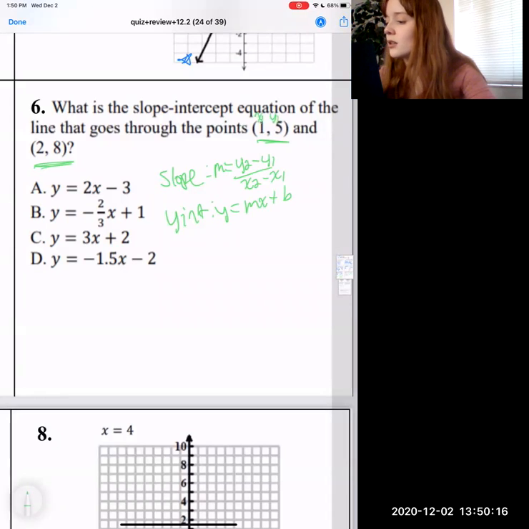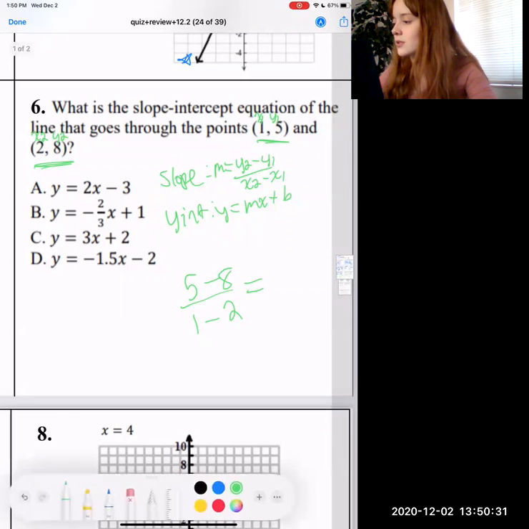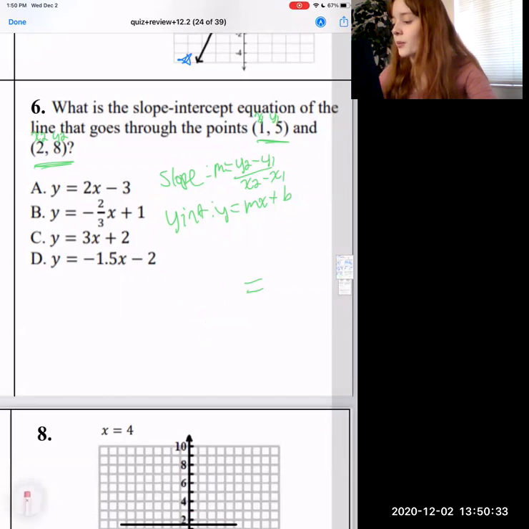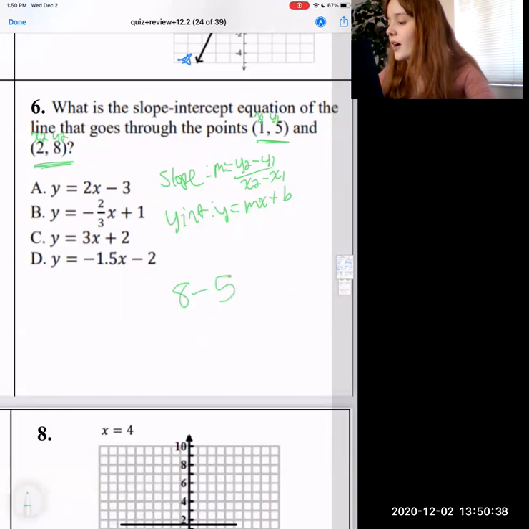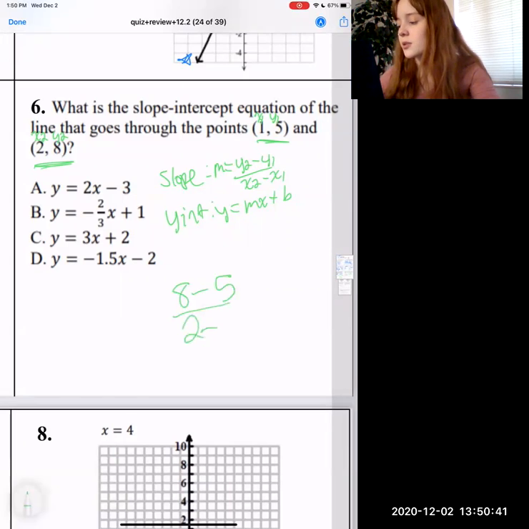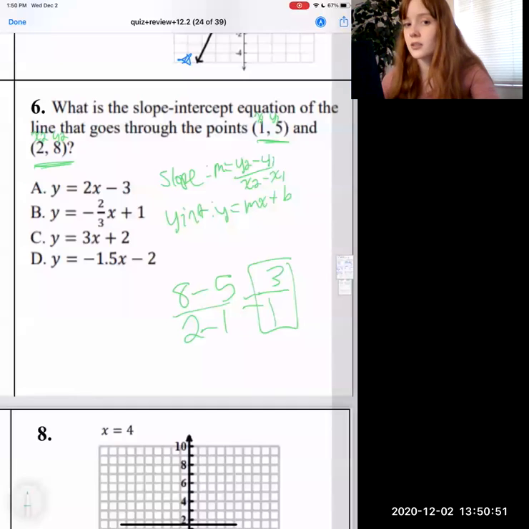Label our points and find it. 5 minus 8 over 1 minus 2. Sorry. That is one way you can do it, but I'm sure most of you went the other way. 8 minus 5 over 2 minus 1, which is going to give us 3 over 1 as our slope. Well, I kind of already see our answer, but let's double check to make sure.